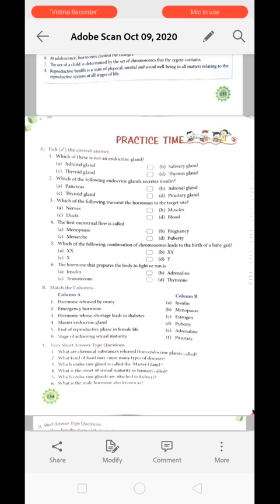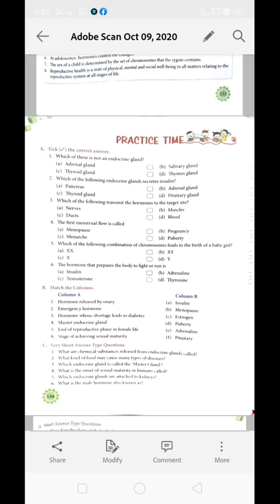Next is match the column. First, the hormone released by the ovary is estrogen, so that is C. Emergency hormone, adrenaline, E. Hormone whose shortage leads to diabetes, insulin, A. Master endocrine gland is always the pituitary gland, so F. End of the reproductive phase in female life is called menopause. B is your answer. Sixth question, stage of achieving sexual maturity, is called puberty. D is your answer.